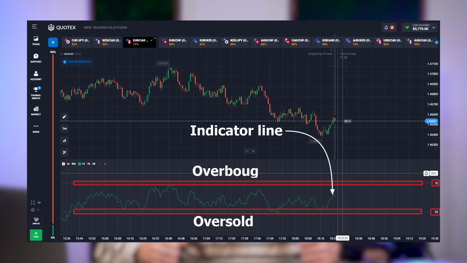RSI consists of two levels and a line curve. The levels indicate whether an asset is overbought or oversold. If it's overbought, it means its price is well above the average, and the downturn is possible. If the RSI line enters the oversold zone, the price is well below the average, and there will soon be an uptrend. RSI significantly strengthens the signal of any strategy.